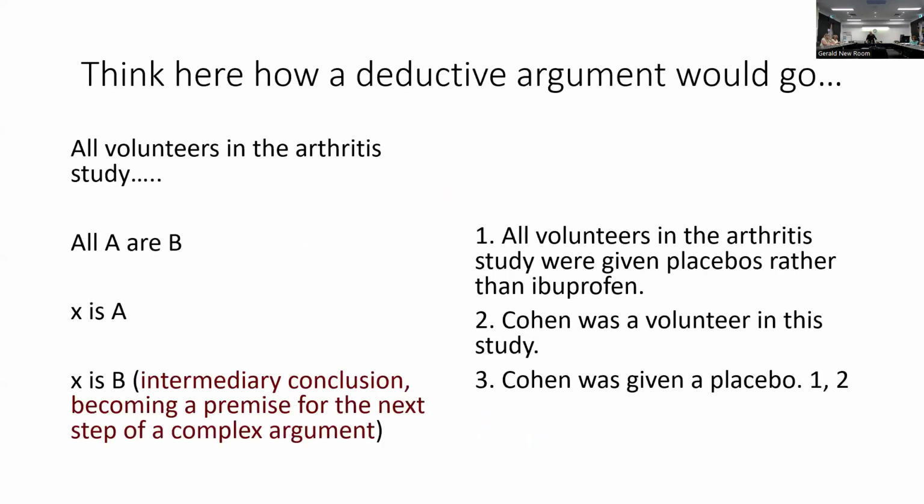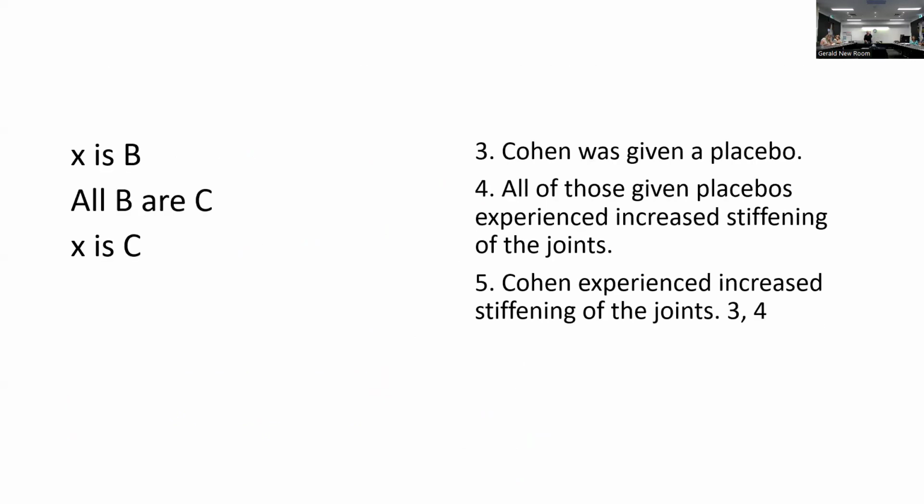So, when I turn it into the deductive argument, all volunteers in the alternative studies: all A's are B's, X is A, therefore X is B. All volunteers in the entire study were given placebos rather than ibuprofen, however you pronounce that. Cohen was a volunteer, so Cohen was given a placebo, supported by the first two claims. And then you turn that into a premise.